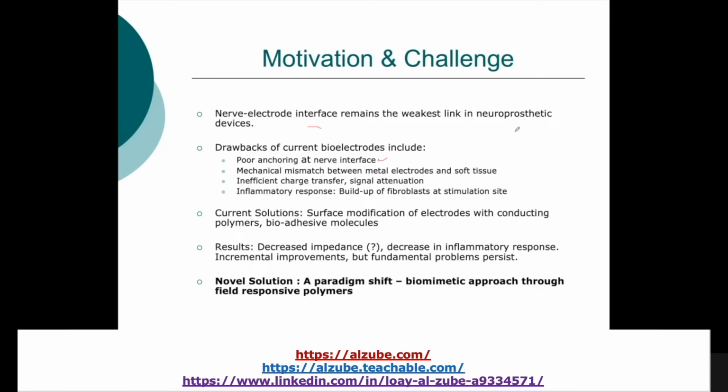So that's one thing. The other thing is the mechanical mismatch between metal electrodes and soft tissue. This mismatch has a lot of problems. That's why we would like to look at polymers so that we have similarities. Let me tell you one thing in bone. If you have, let's say, a total hip or joint, let's say a total hip replacement.